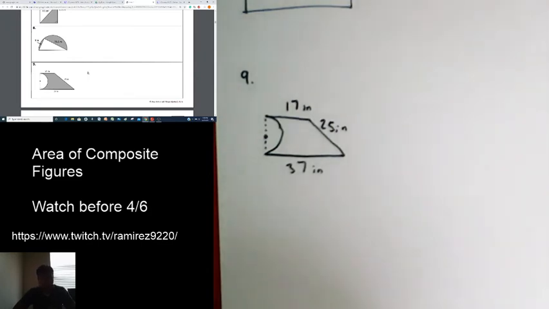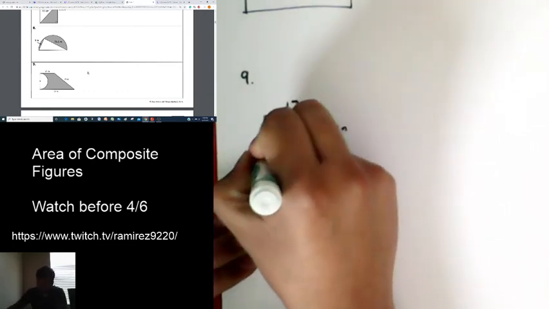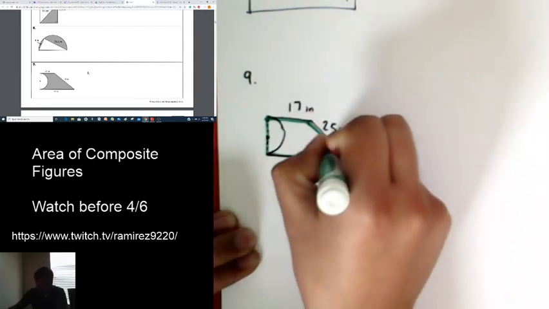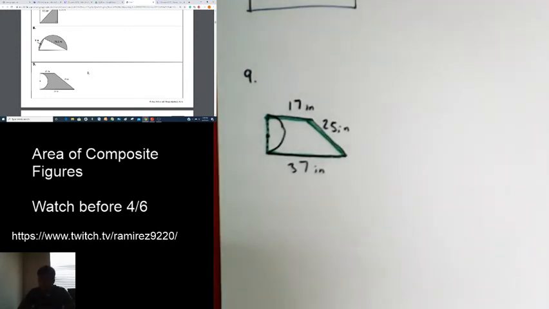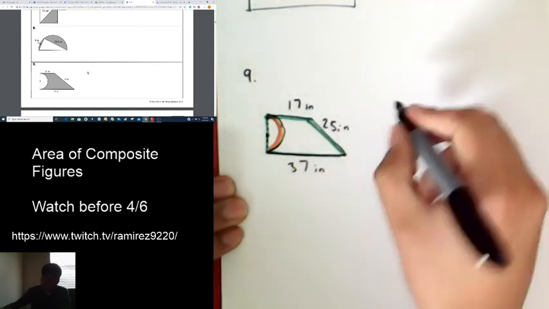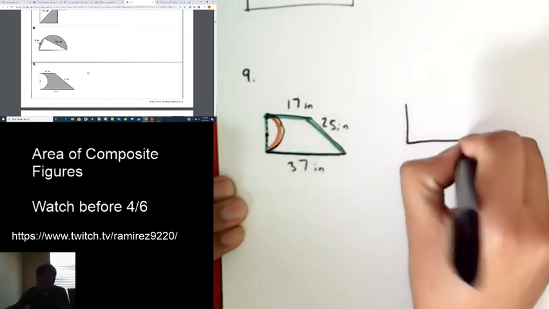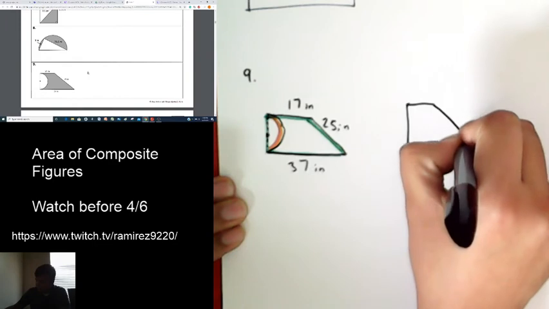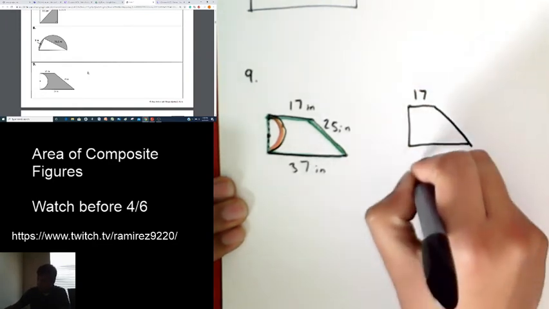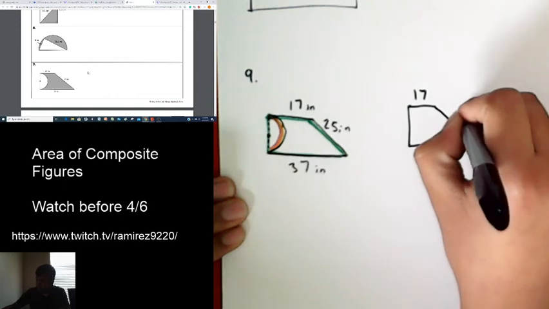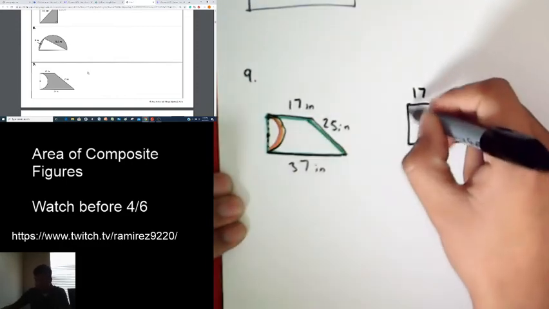So I'm actually going to do the same thing I did for number 6. I am going to work with the 2 shapes that I see here: this green trapezoid, and the semicircle. So for the trapezoid, I am going to have to do a little bit of work here. I know this is 17, I know this is 37, and I know this is 25. But do we know our height?